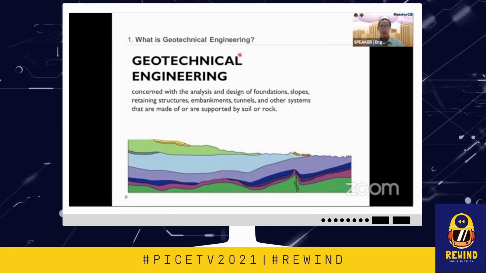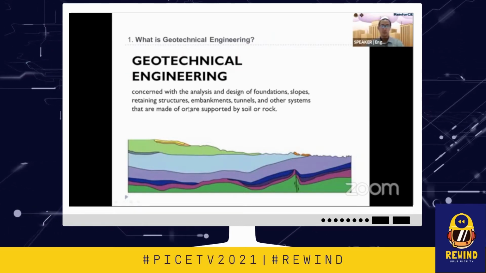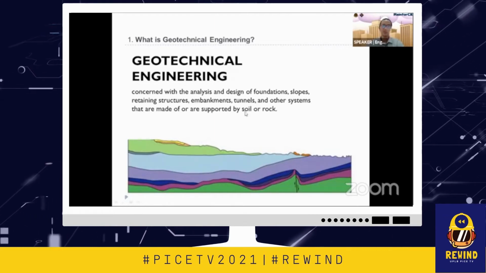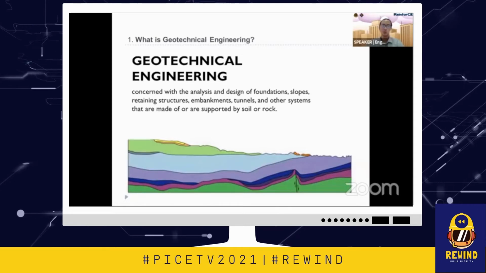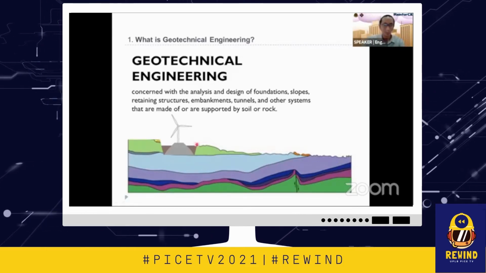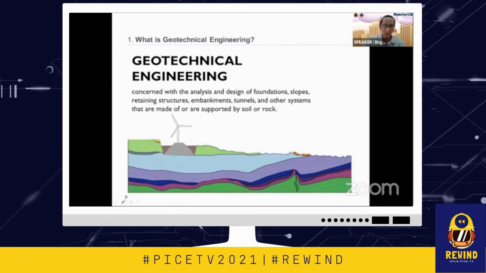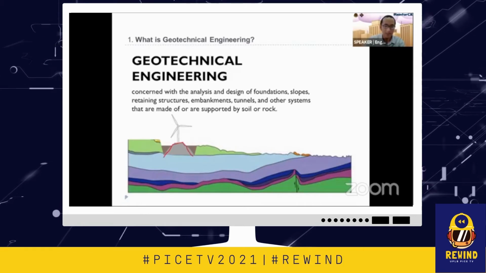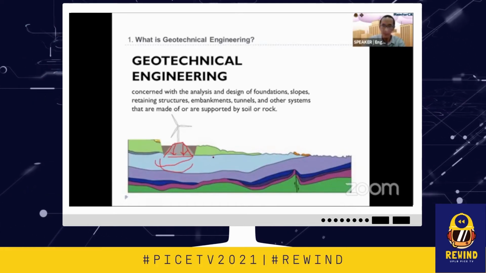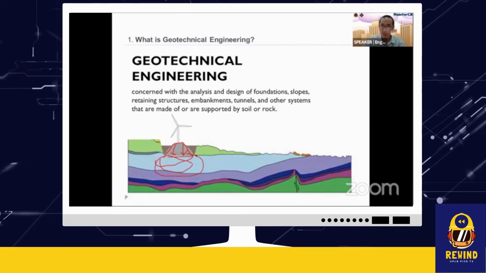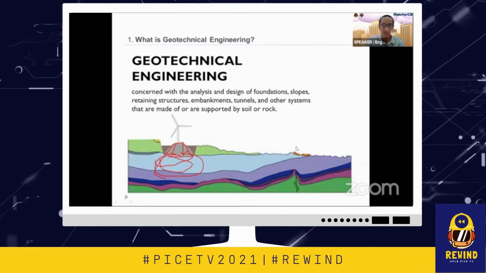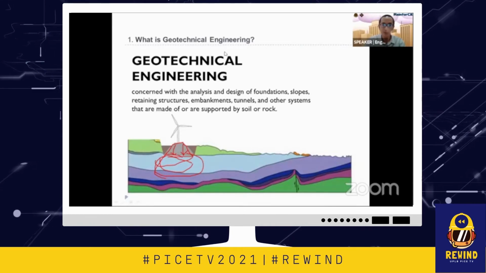Next, this is our main topic, geotechnical engineering. This is concerned with the analysis and design of foundations, slopes, retaining structures, embankments, tunnels, and other systems that are made of or are supported by soil or rock. Going back to our project, we want to build a windmill here. Of course, when we build this, the foundation will impose loads on our ground surface. It is the geotechnical engineer's role to analyze and quantify the effects of the loads of this windmill. I hope I have defined the difference between the three.